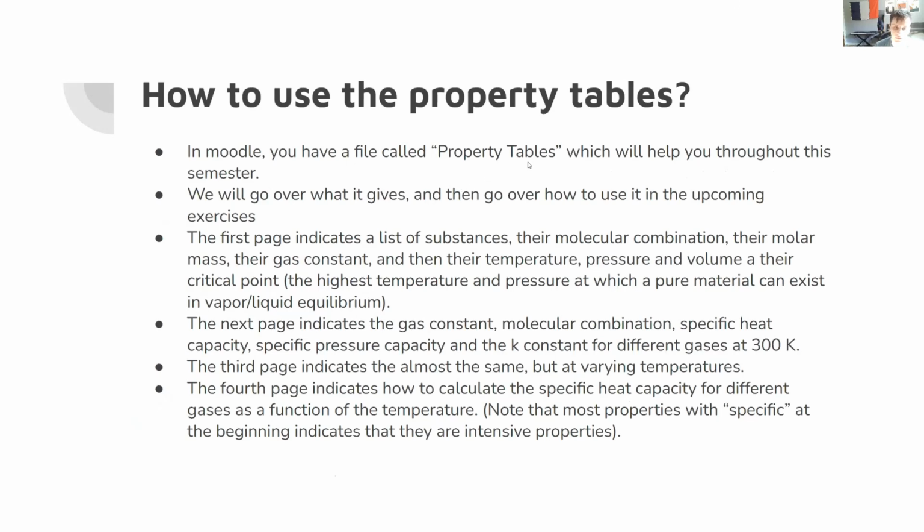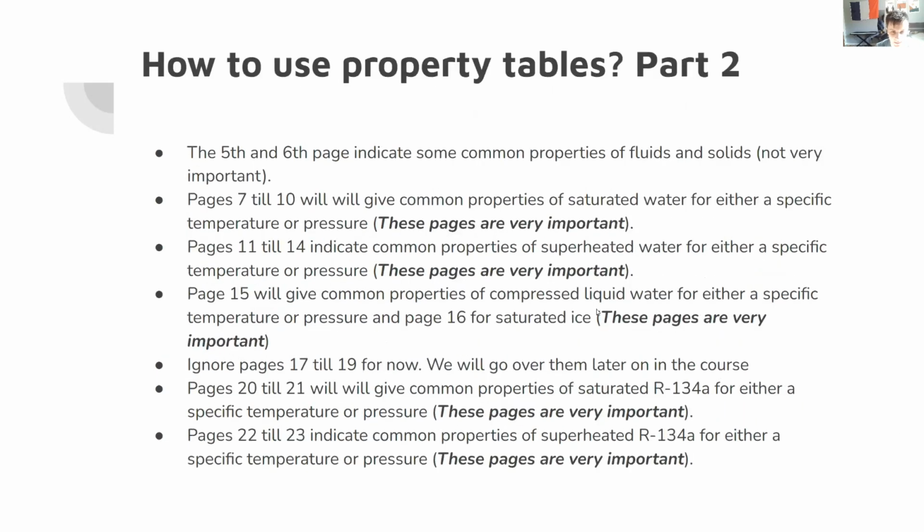So just like what we saw, in your Moodle you have property tables. It goes over a bunch of the different properties that you have for different substances. I won't go over too much in detail, but the most important ones, just like I told Adam, will be from page 7 all the way to the end. It's all the properties that you'll get for the mixture phase, the superheated phase, and the compressed liquid phase for both water and the refrigerant. Recap, these pages are very important.